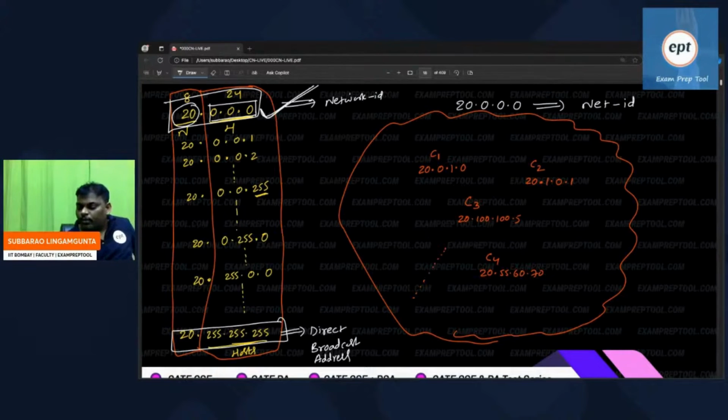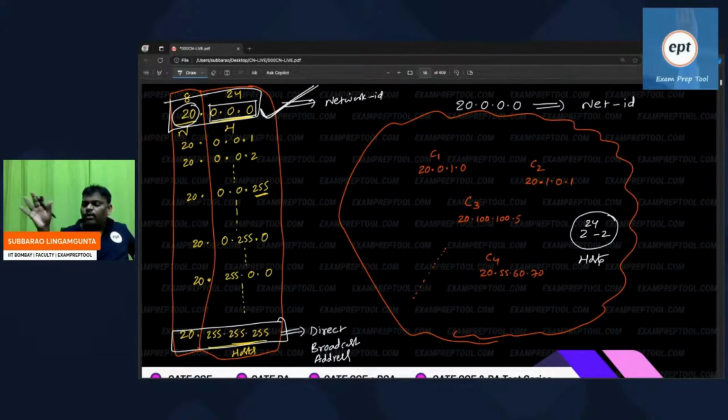So can you help me now? In total, how many hosts? See this one: 2 power 24 minus 2 hosts. These many computers you can connect. There are 2 special addresses. The first one and the last one you cannot use.